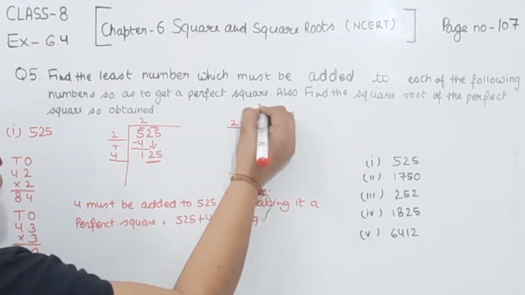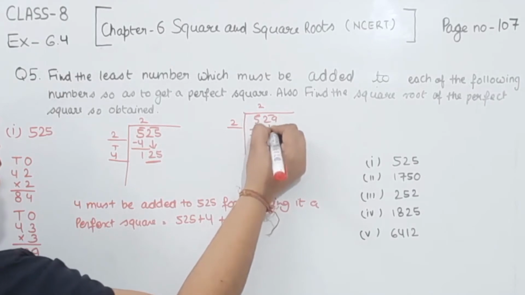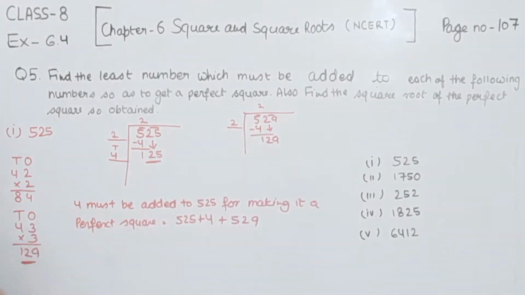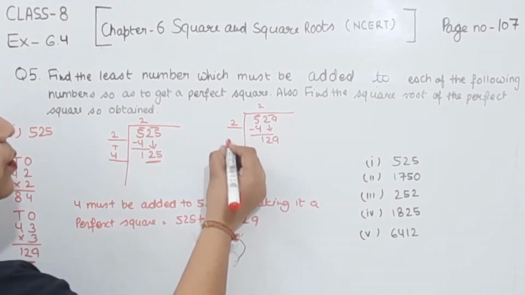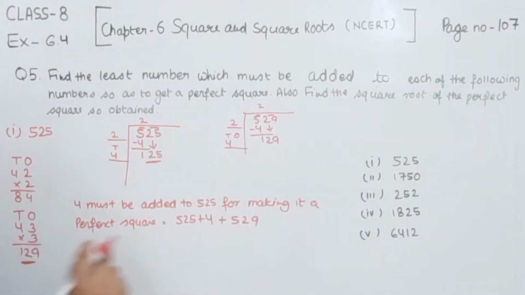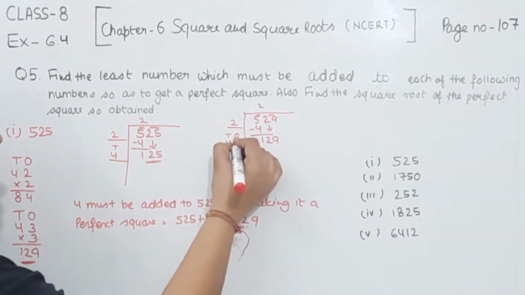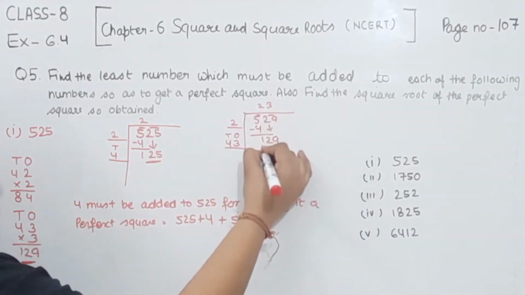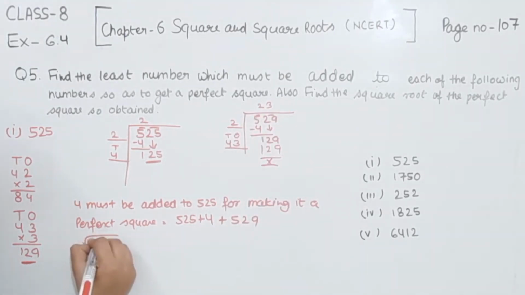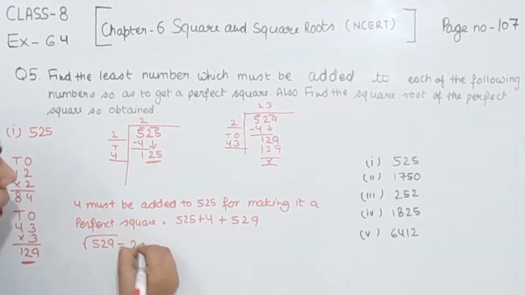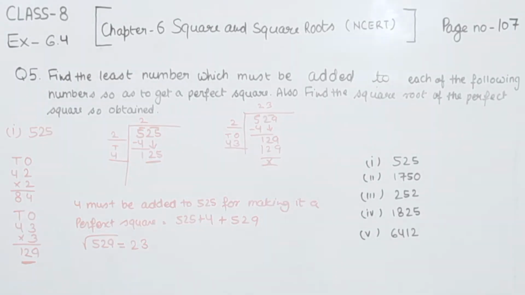So 2 2s are 4, remainder 1. Now we are having 129, and 43 3s are 129. First of all, we are going to double this one. So we are having 2 2s are 4. Now this is the tens place. We have to find the ones place. So we are having 43 3s are 129. So we are going to write here root 529 is equal to 23. This is the part 1.